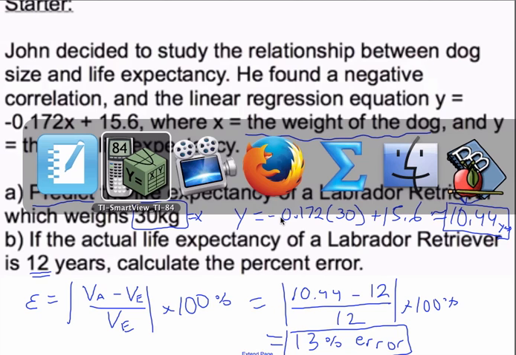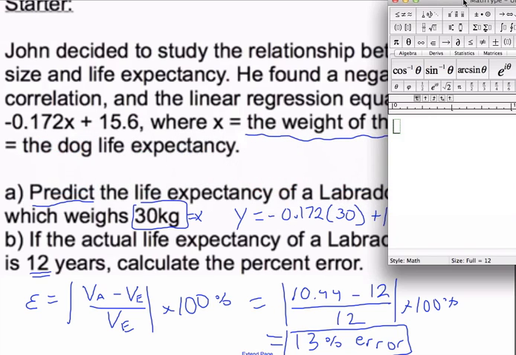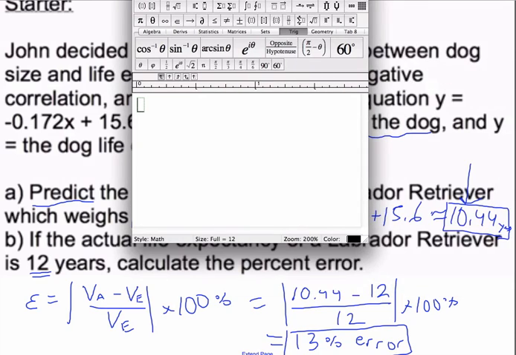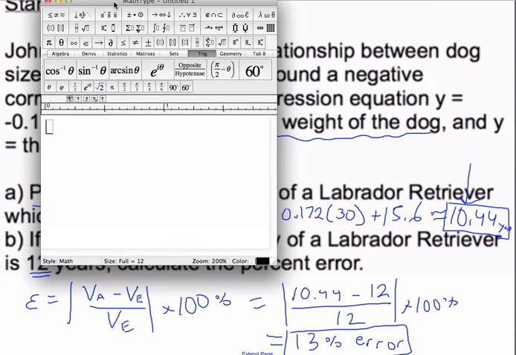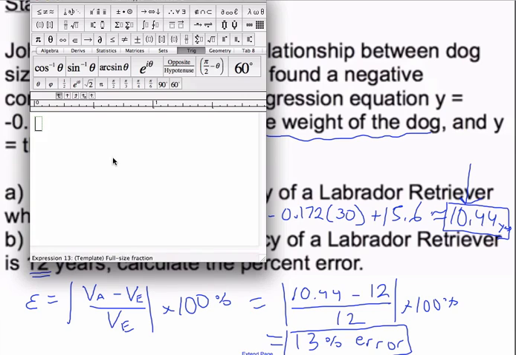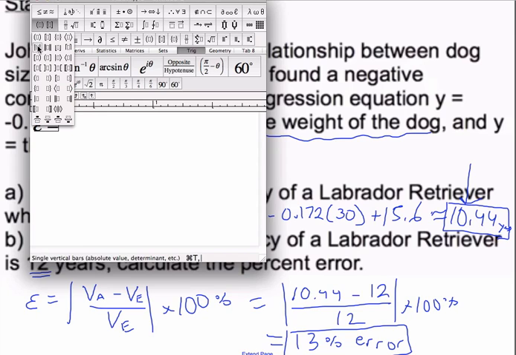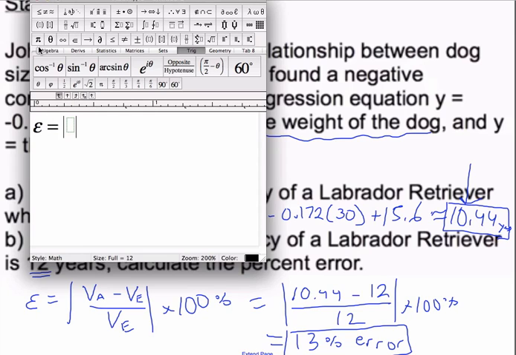Now I'm going to quickly show how to type this into MathType, because some of you might be using this for your project. It's very important to get the correct symbol for the error. It's not an E. It's kind of like an epsilon, but not this epsilon. That's the incorrect one. We need to go over here to this part of MathType, and it is the second one down here on the left. So we use that one, equals, and then we can get the absolute value symbol right there.